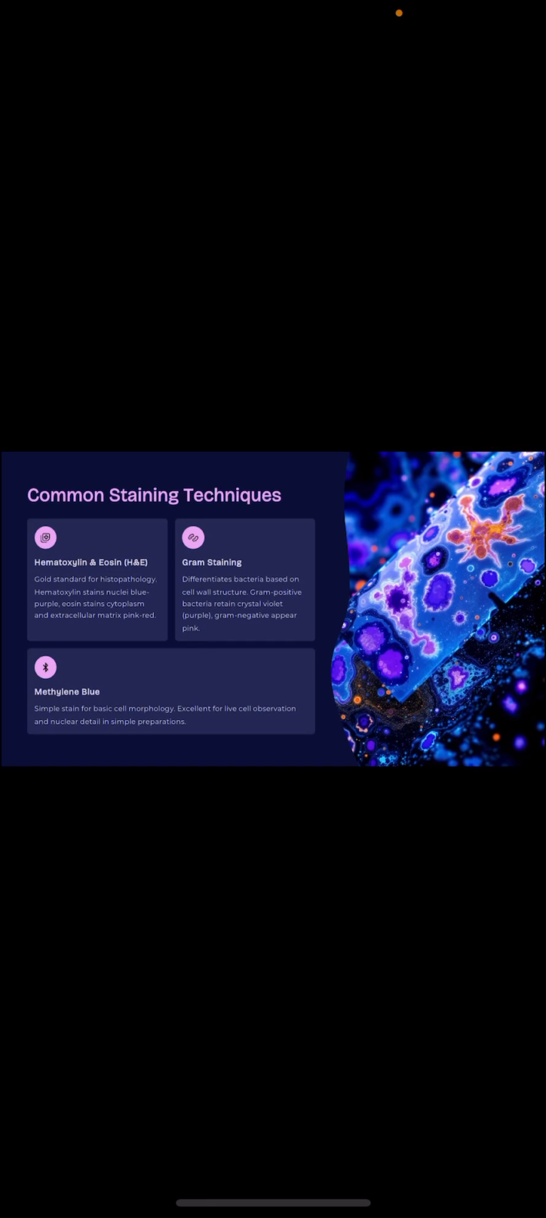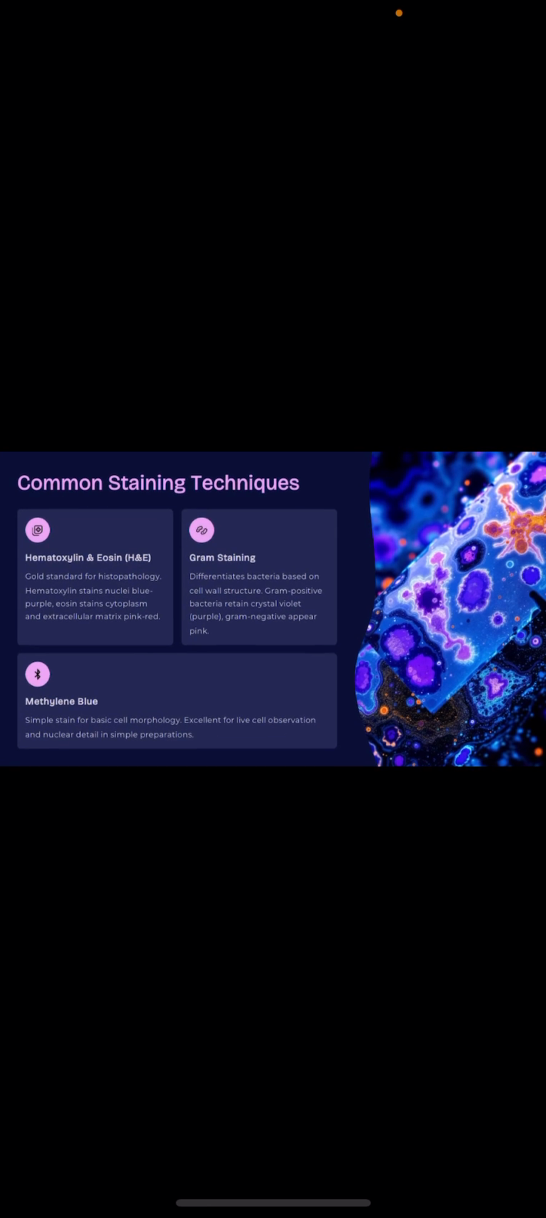Then come the cationic dyes. Positively charged dyes bind to negatively charged structures like nucleic acid. Then there are anionic dyes. Negatively charged dyes bind to positively charged proteins and cytoplasm. Now there are common staining techniques. There are also advanced staining techniques which people use, but right now these are the common staining techniques.